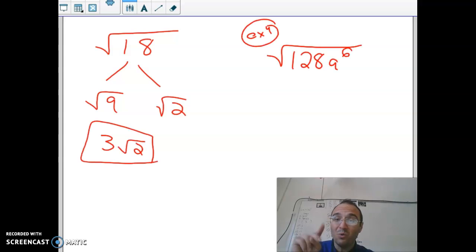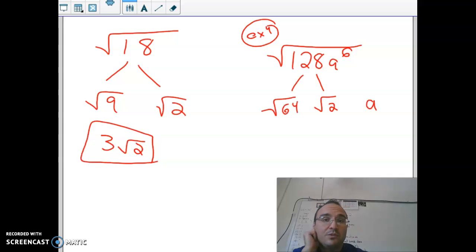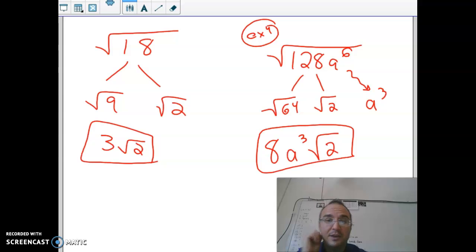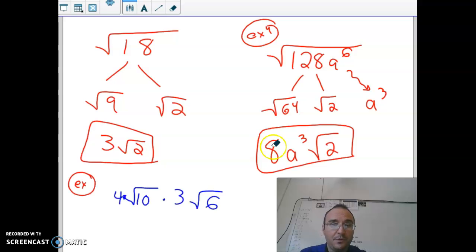Now we have one with both. Break down the 128. a to the 6 becomes a to the 3rd, and you write it like this. You put the a on the outside with the 8. That is now perfect. So keep it going.